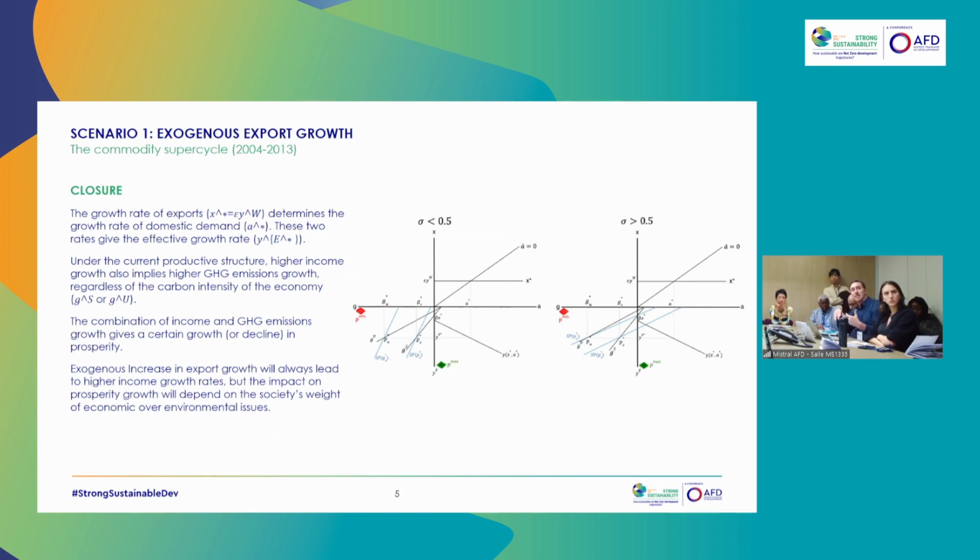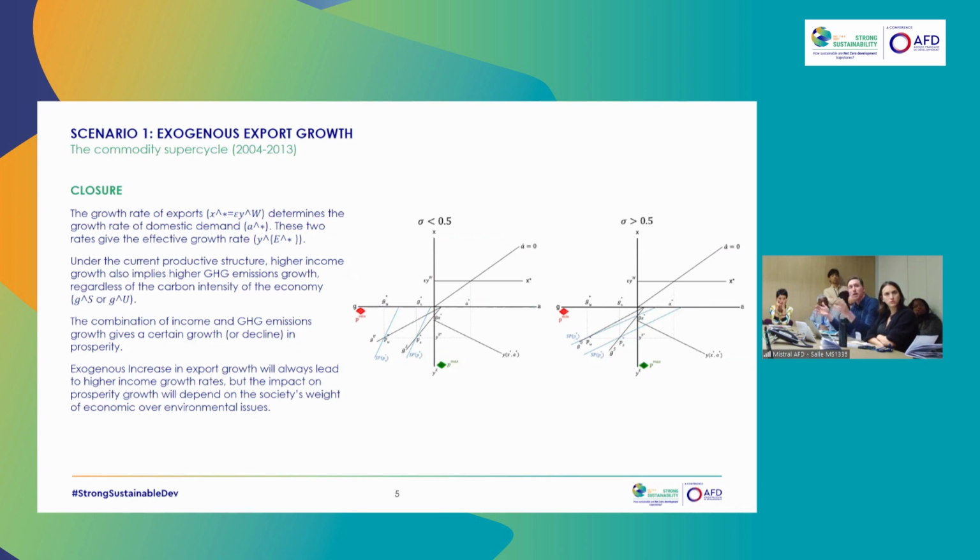Since what we have in the axes in the bottom left panel are the two components of the prosperity index that I presented before, the intersection of the growth rate with the greenhouse gas emissions growth curves gives us the growth rate of prosperity that we find in each of the equilibria of the model. The closer that equilibrium point is to what you can see drawn as the Pmax point, the better, because the Pmax point is the optimal situation of the economy. It is the point where prosperity growth is maximum.